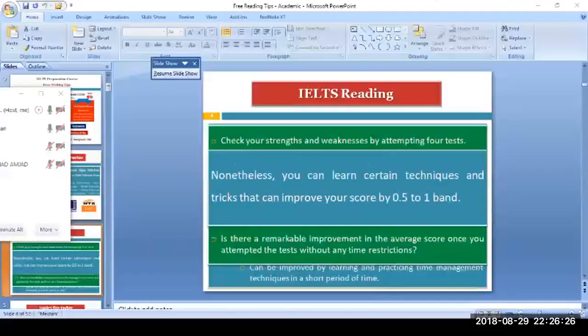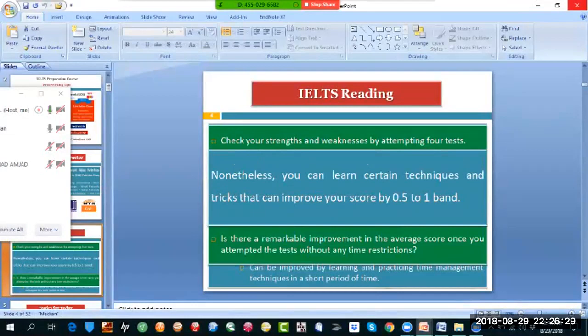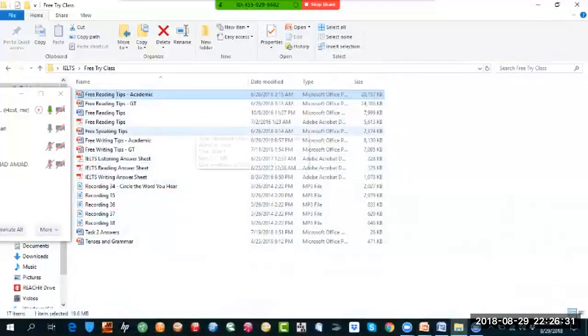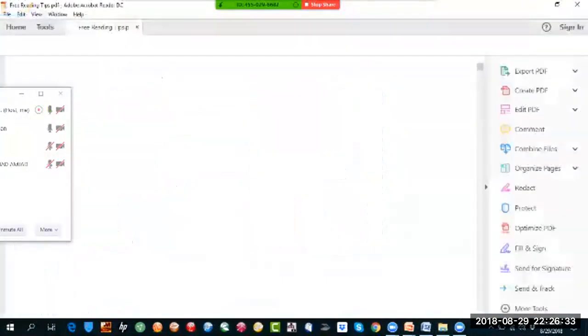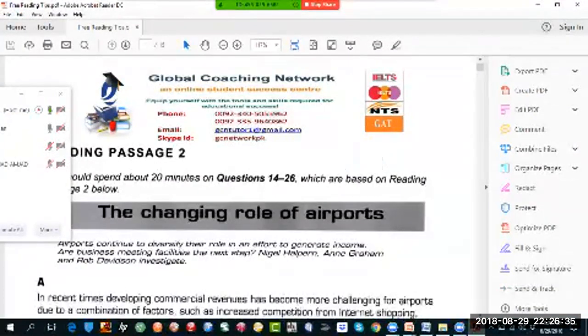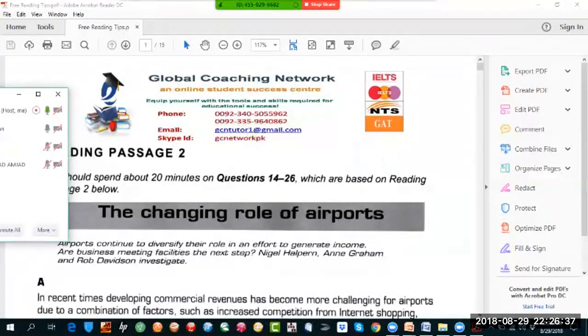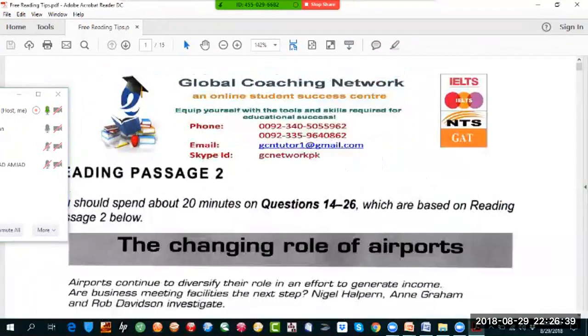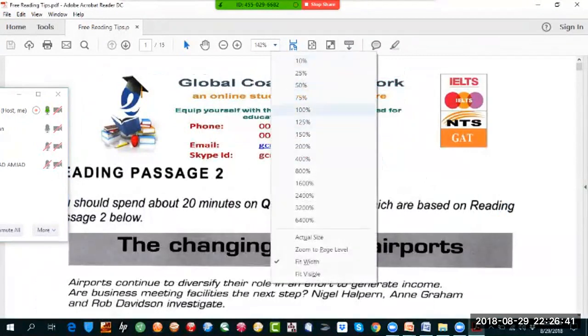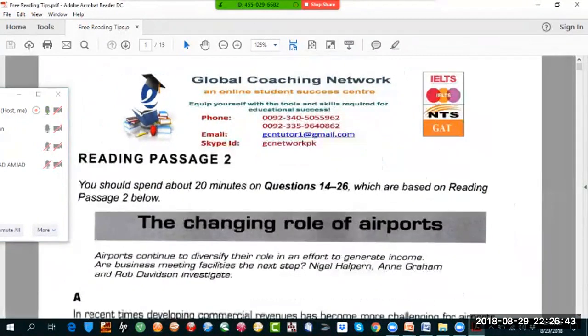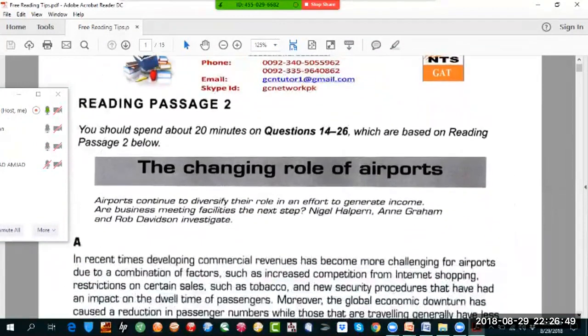Okay. So now I'm going to attempt, or show you, one test. I want your involvement in it. This is very interesting. This should actually help you save a lot of time, a lot of time. Now this is reading passage 2.